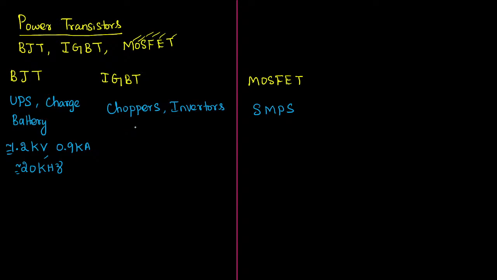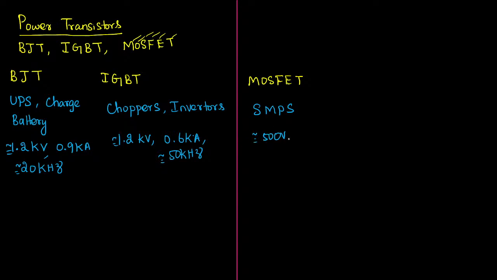Similarly, if you keep your attention on the IGBT, the voltage rating of the IGBT is almost similar to BJT. This voltage rating is also almost 1200 only, but the current rating is a little less. You can go up to some 550 to 600 ampere. So let me say 0.6 kiloampere. And if you observe the frequency range, frequency is a little bit higher, 50 kilohertz. You can go up to 50 kilohertz. This is IGBT basically.